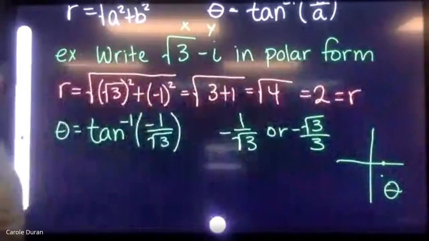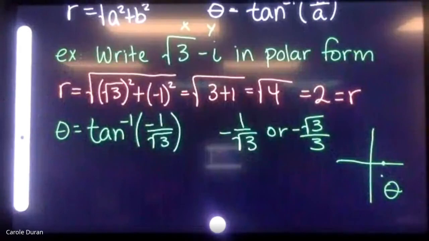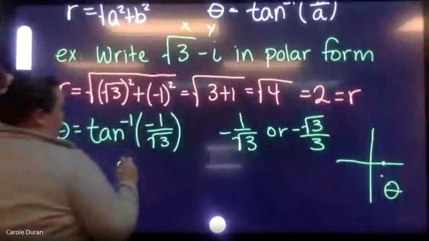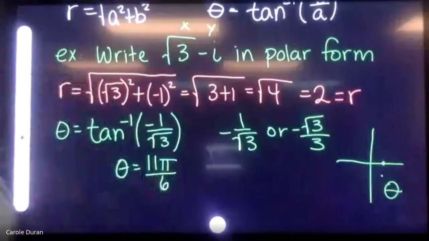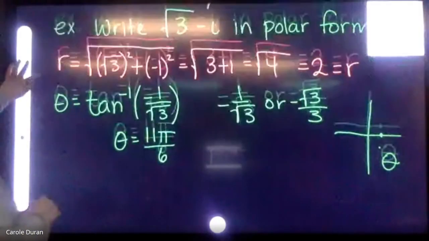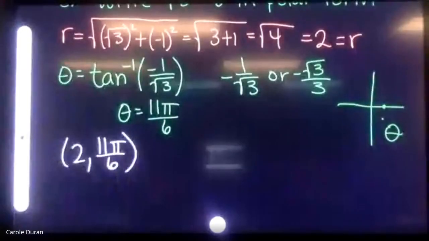330, which I'm going to use radians because I think it looks nicer, which is going to be 11 pi over 6. You can just put 330 if that's what you want to do. So my polar coordinate here is 11 pi over 6. Can you go over how you figured out the bottom one again?